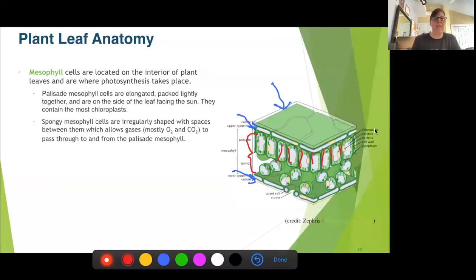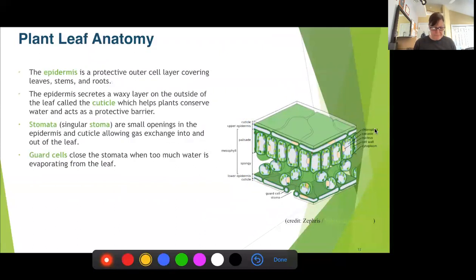We also have photosynthesis occurring here. And we have the spongy mesophyll. It's called spongy mesophyll because of all the pores, the openings between the cells. This is where most of your oxygen and your CO2 is going to be stored. Again, the mesophyll cells are where photosynthesis is actually occurring.